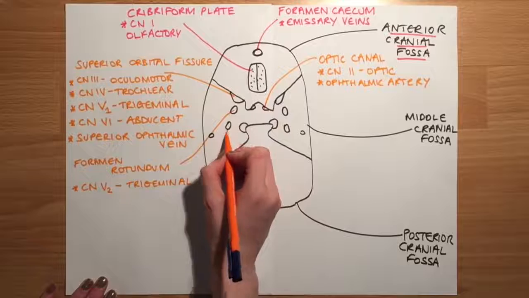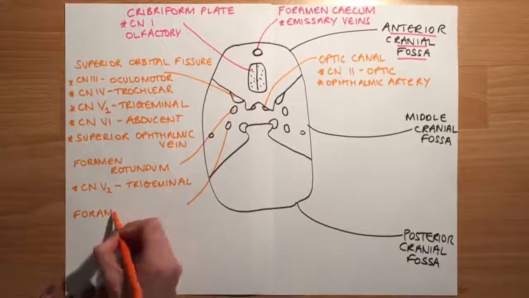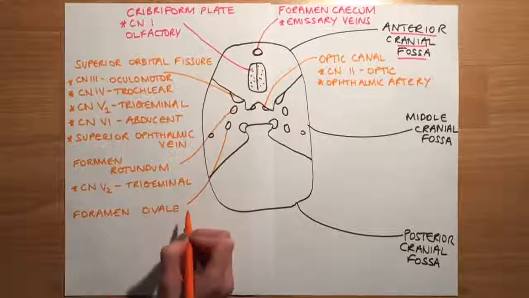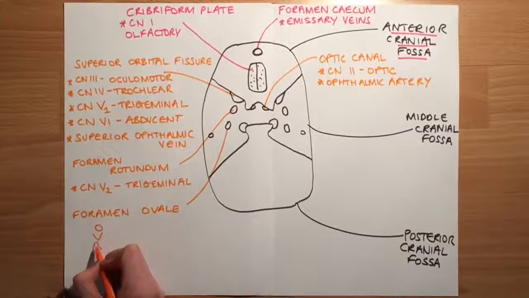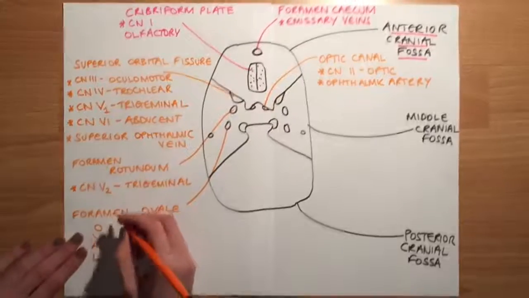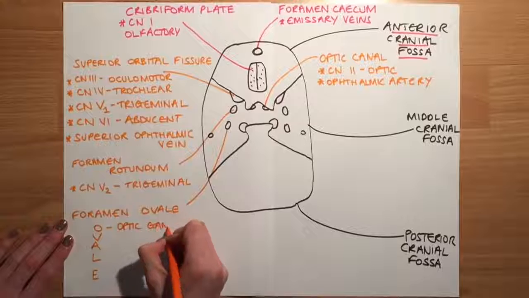The next foramen we're going to discuss is the foramen ovale. It's quite a good mnemonic to be able to remember the structures that pass through the foramen ovale, and it is the actual word itself, so O-V-A-L-E for ovale. So first of all, you've got the otic ganglion, so O-T-I-C. I made a typo here and put in a P, so just ignore that.